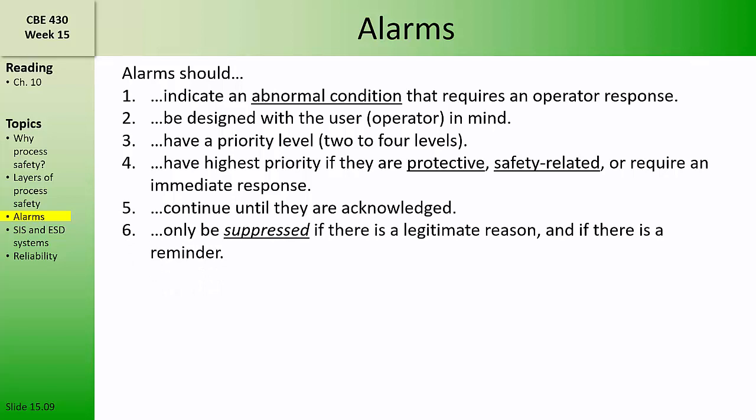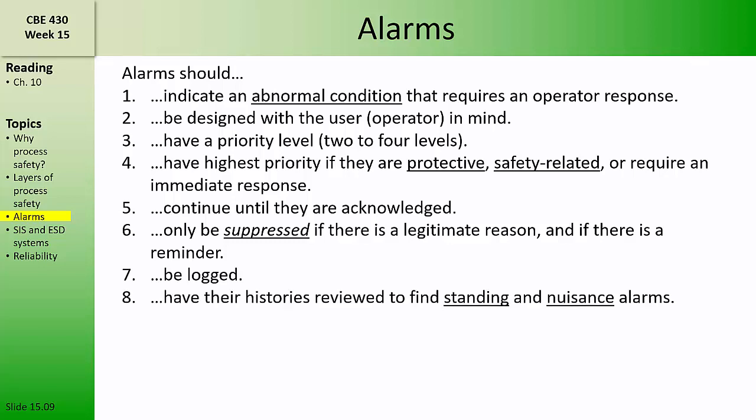And alarms should only be suppressed if there is a legitimate reason and if the alarm has a reminder. Alarms should also have automated logging. The logging is important so that alarm histories can be reviewed to find things like standing alarms and nuisance alarms. Alarms should not be changed without documentation and management of change orders, just like other components of the basic process control system or process changes.